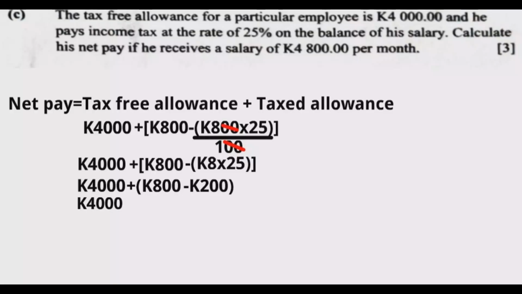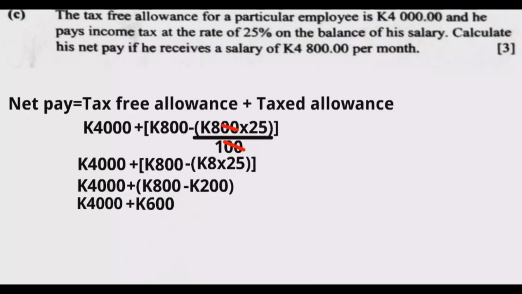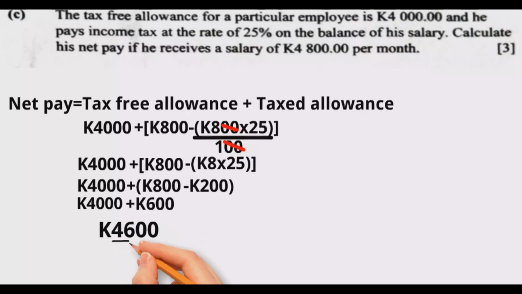800 kwacha minus 200 kwacha will give us 600. So we're going to have 4,000 plus 600. Then we evaluate 4,000 plus 600, which will give us 4,600 kwacha. So 4,600 kwacha is the net pay or net salary that this employee went home with. So this is the money the employee got as a net pay, 4,600.